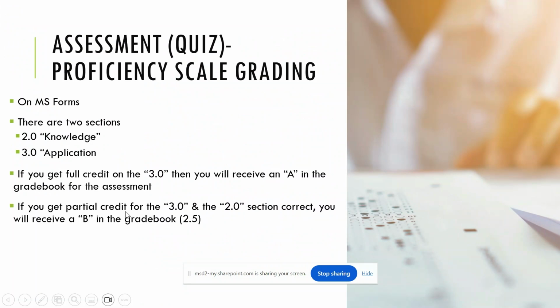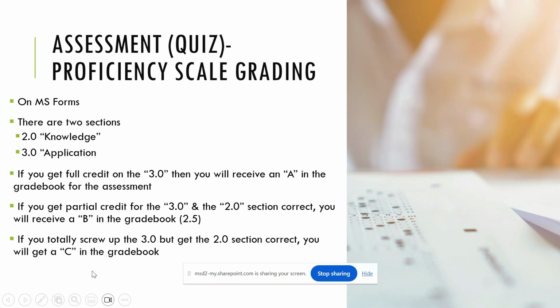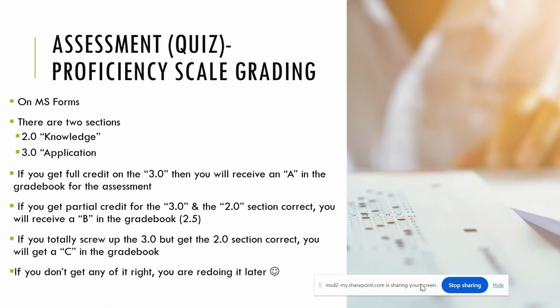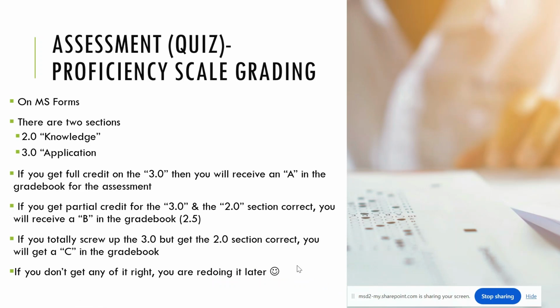If you get partial credit on the 3.0 and the 2.0 section completely correct, I'll give you a B, which is a 2.5. If you totally screw up the 3.0, but you get the 2.0 right, you get a C. And then if you totally mess up all of that, then I'm just going to make you redo it. Okay, we're not going to have F's in here. We're going to keep learning and working and getting better.